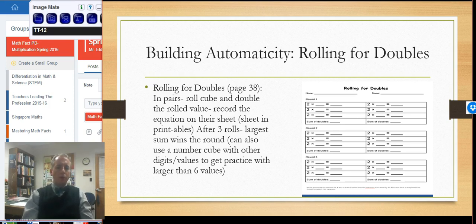This is called rolling for doubles. So kids would roll their dice or their number cube. They're going to double it and they record it on their sheet. And so after 3 rolls, the person with the largest sum wins the round. So now we're also practicing our addition, right? So we're going back and reaching into our ability to add these things up. You could certainly use a number cube with more than just 1 through 6 on it. There are a variety of those out there, right? So we're going to double it, and we're going to play this repeatedly.